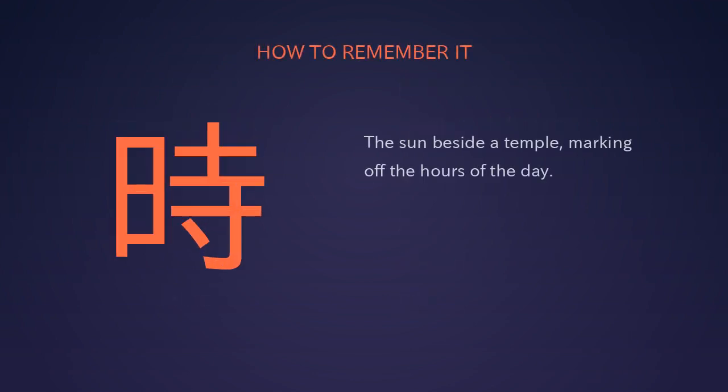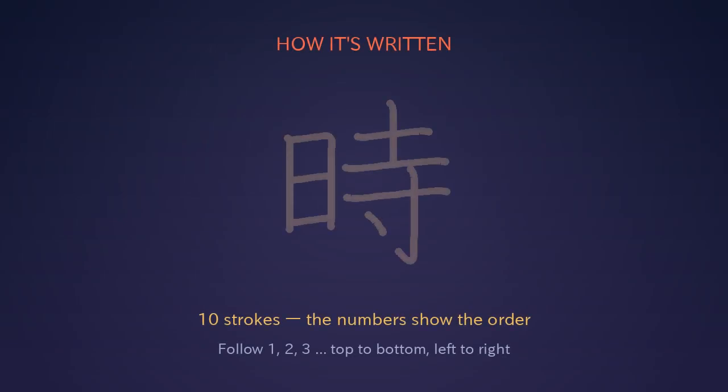The sun beside a temple, marking off the hours of the day. Now let's write it. 10 strokes. Follow the numbers on screen in order, slowly.